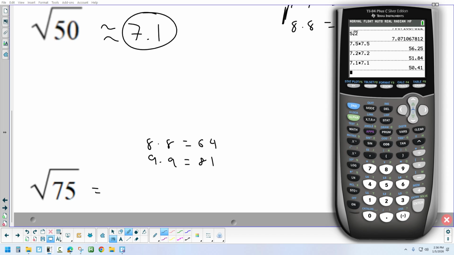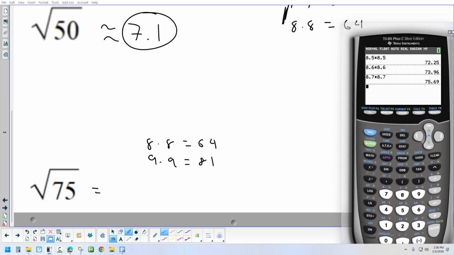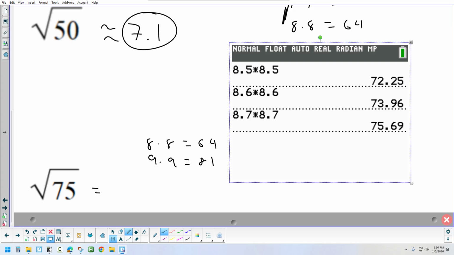What do you think we should try? 8 point what? 8.5 times 8.5. Okay, a little bit bigger maybe. What's a little bigger than 8.5? 8.6 times 8.6. All right, and let's try 8.7 times 8.7. Which one's closer? 8.6 or 8.7? 8.7. Yeah, 8.7 is only 0.69 away, so I would go with that one.